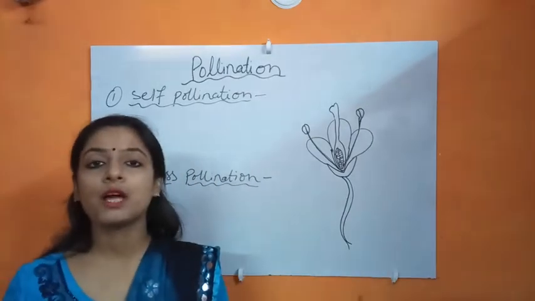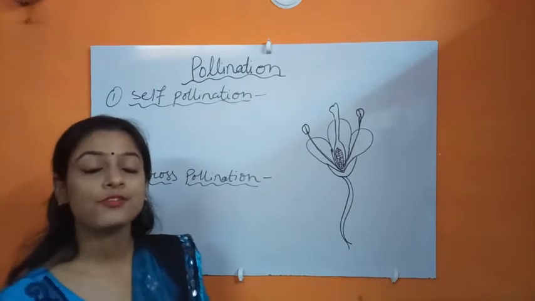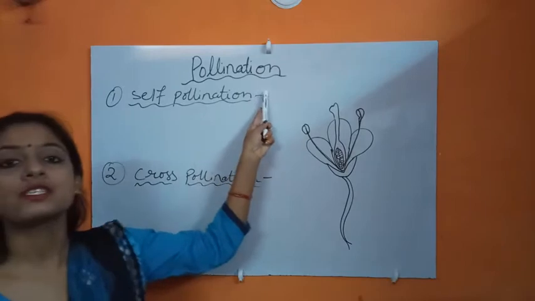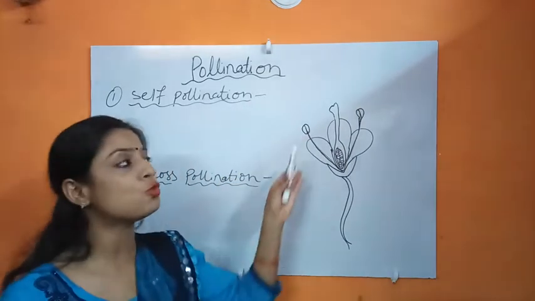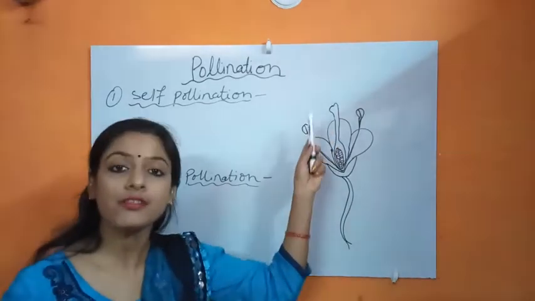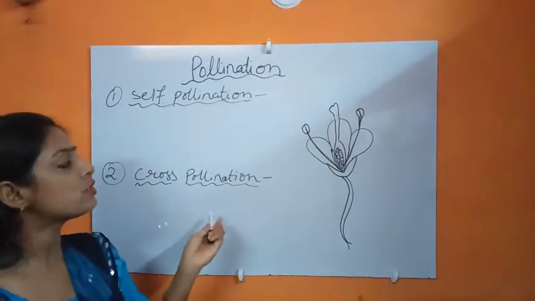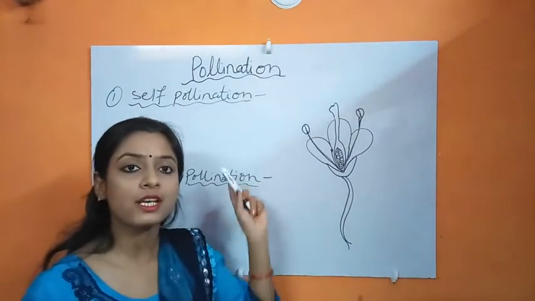In this video, I am going to tell you about the process of pollination which happens in a flower. So pollination is the process in which pollen grains reach the stigma of a flower. And pollination is of two types. So let us look closely at what pollination is.